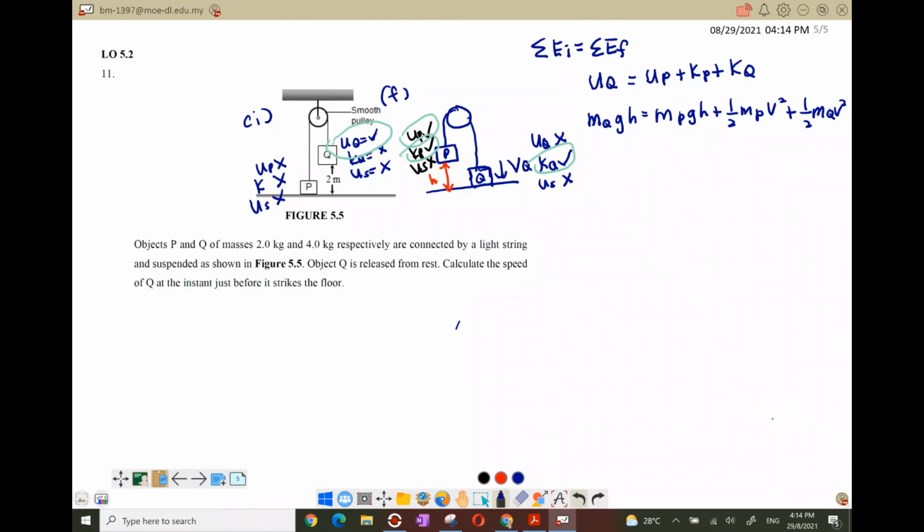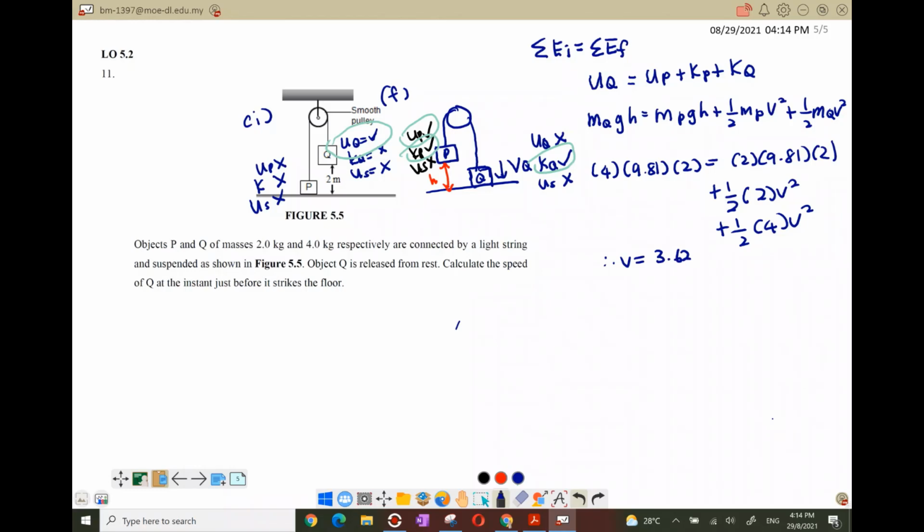So we substitute all the values. Okay, the m_Q is 4, g is 9.81, h is 2, equals 2 times 9.81 times 2 plus half m_P is 2 v squared plus half 4 v squared. So lastly we get v equals 3.62 meter per second. So inilah jawapan untuk question number 11.